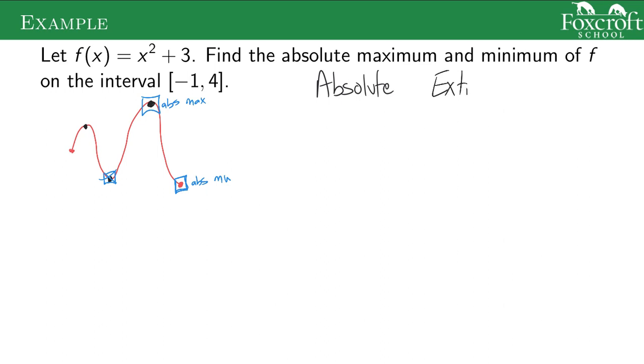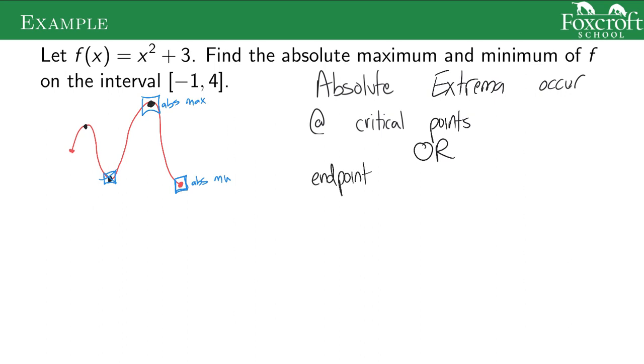So absolute extrema occur at local maxes and mins, and we know those happen at critical points. And that's the reason a lot of people will get this question wrong. They'll just focus on that one, but there's one other place that can happen, or the endpoints of the interval. So those are the two places our absolute extrema can happen.